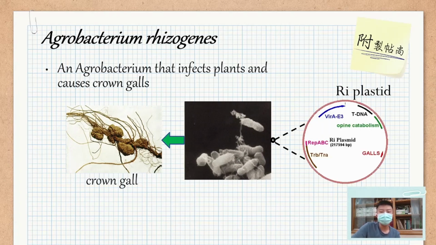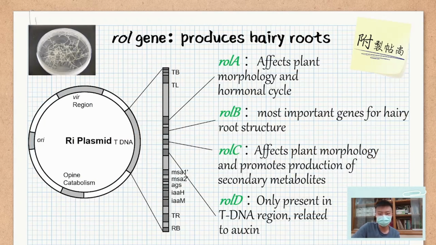And in its Ri plasmid, there's a set of genes named rol genes, which can produce hairy roots. They are rolA, rolB, rolC, and rolD. rolA can affect plants' morphology and hormonal cycle. rolB is the most important gene for hairy root structure, and it's the one we are going to discuss later. rolC can affect plant morphology and promotes production of secondary metabolites. rolD can only be present in the T-DNA region, which is related to auxin.